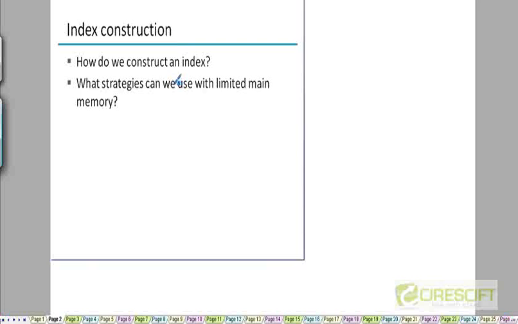So we are going to address this overarching question: how do we actually construct an index? The process of constructing an index is called indexing in IR terminology, and the machine which performs indexing is called the indexer. Now, we already discussed how to construct an index in chapter 1.